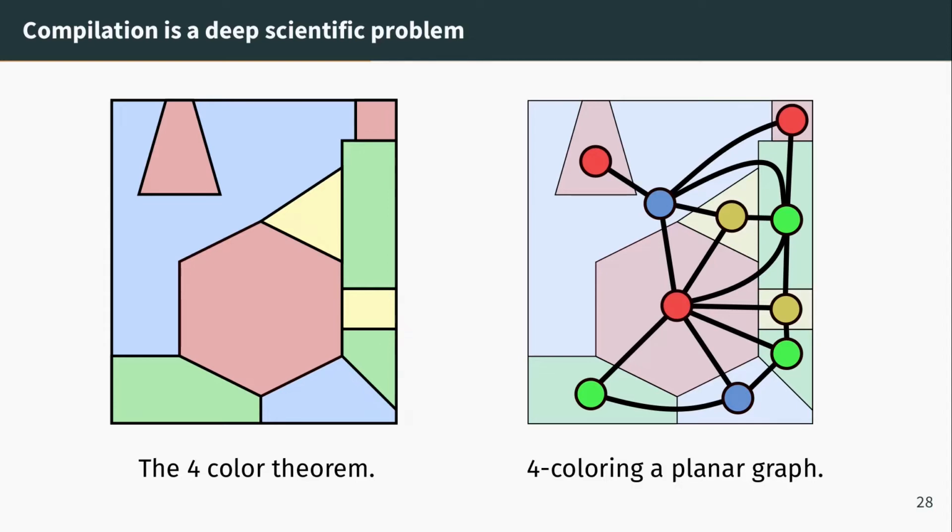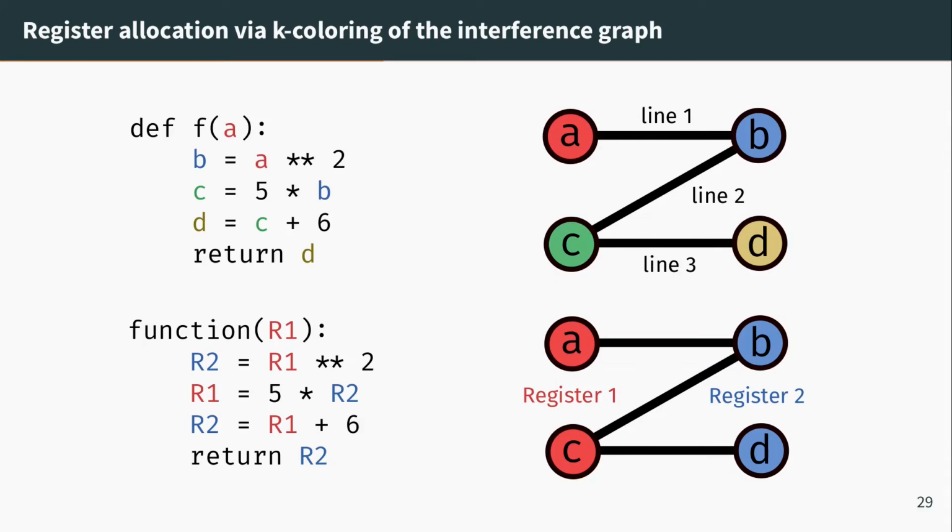And actually, one of the main applications of this field of research is compiler theory. And why is that so? That's because let's look at a typical computer program like a function f that takes as input a float number a, and then creates a variable b which is equal to a squared, then a variable c which is equal to 5 times b, a variable d which is equal to c plus 6, and then returns d.